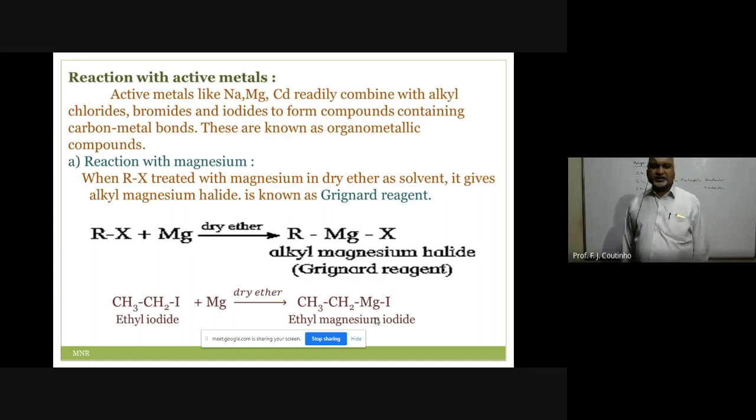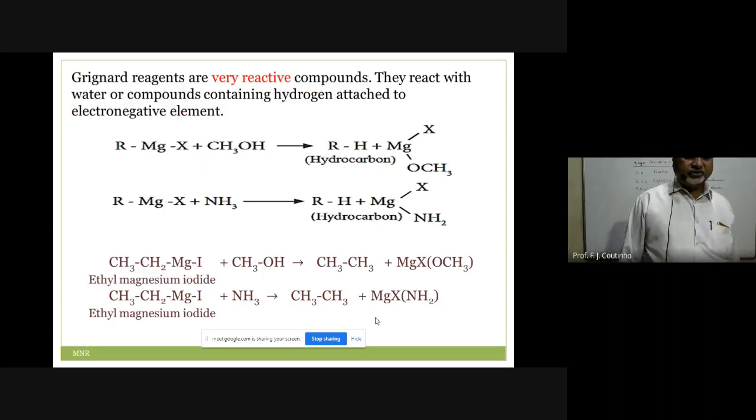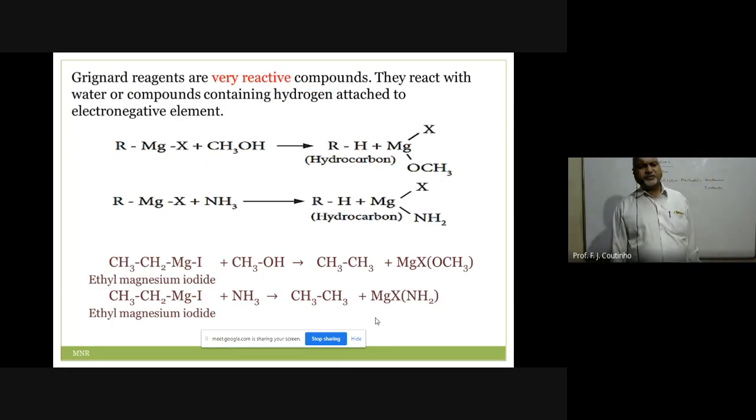And that's why this has a very important role. Why dry? Because, for example, if you take sodium or magnesium, dry ether is very, very important. I will explain when we are studying Wurtz reactions why dry ether is necessary. Dry ether means dry conditions. So ethyl iodide treated with magnesium metal in the presence of dry ether gives ethyl magnesium iodide as a Grignard reagent.